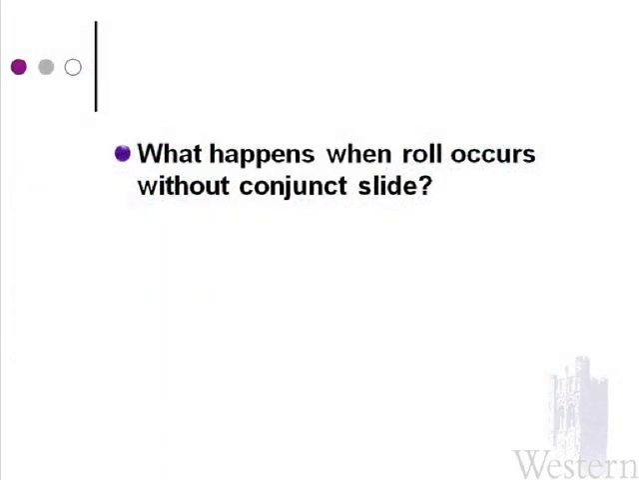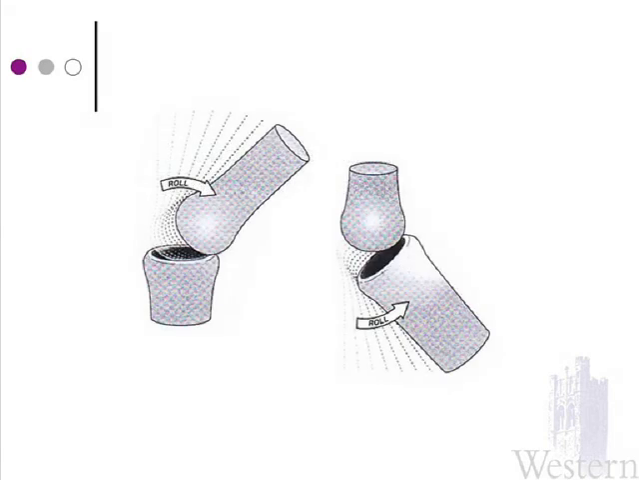Take a moment to think about the mechanics of a joint when roll is allowed to occur without the conjunct slide, as is sometimes the case in restricted joint motion. We can see that not only does the joint risk becoming unstable, but structures on the joint side in the direction of the roll risk compression, whereas structures on the side opposite the roll risk distraction injury.